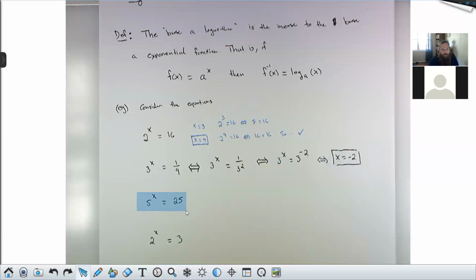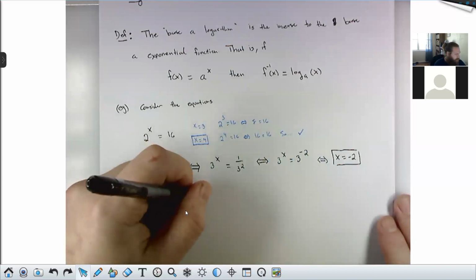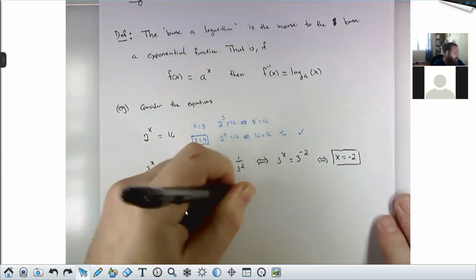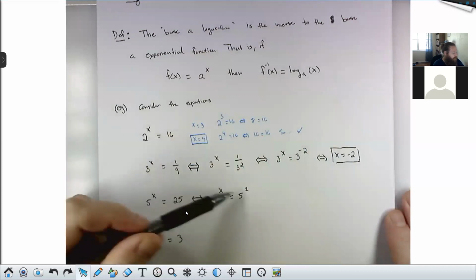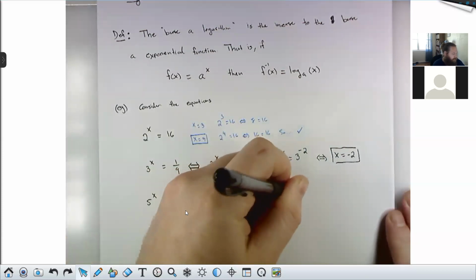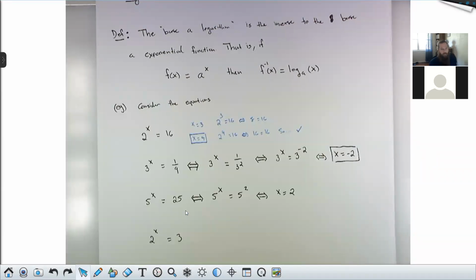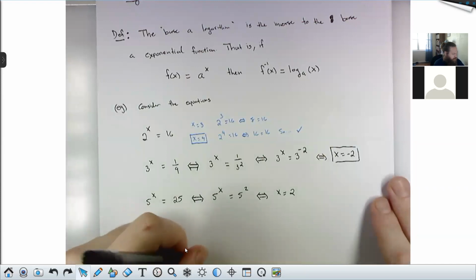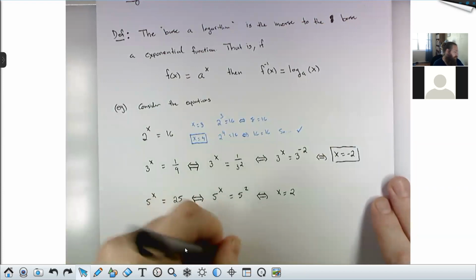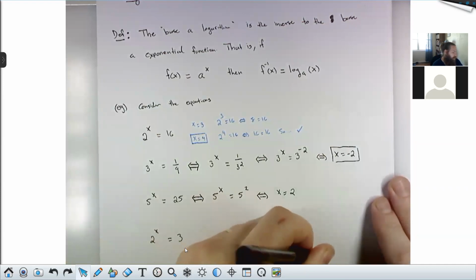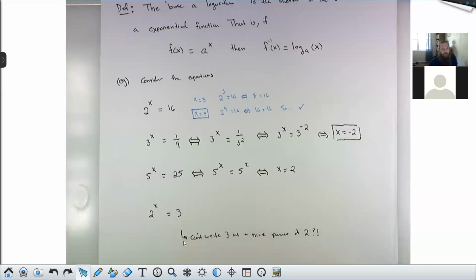If I use that same logic on this guy, 25, that's 5 squared. So this is 5 to the x equals 5 to the 2, right? 5 to the x is 5 to the x, and 25 is 5 to the 2. And so right away here, I get that x is equal to +2. But when I get to this guy, I can't write 3 as a nice power of 2. Which appears to be frustrating, right? I can't do what I was doing on these last two.